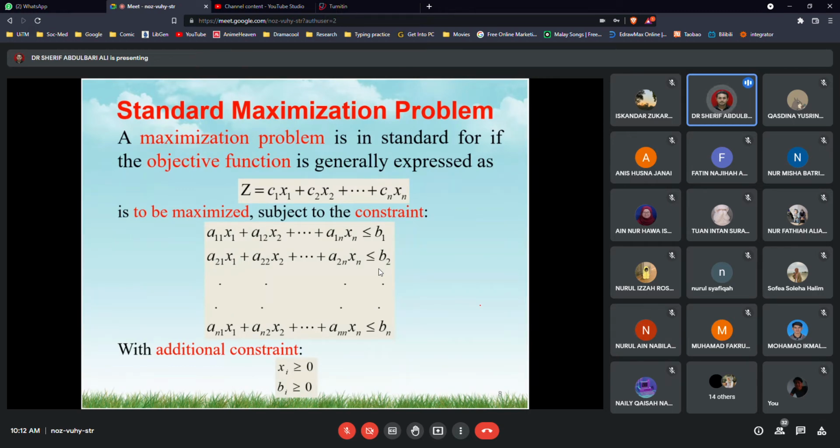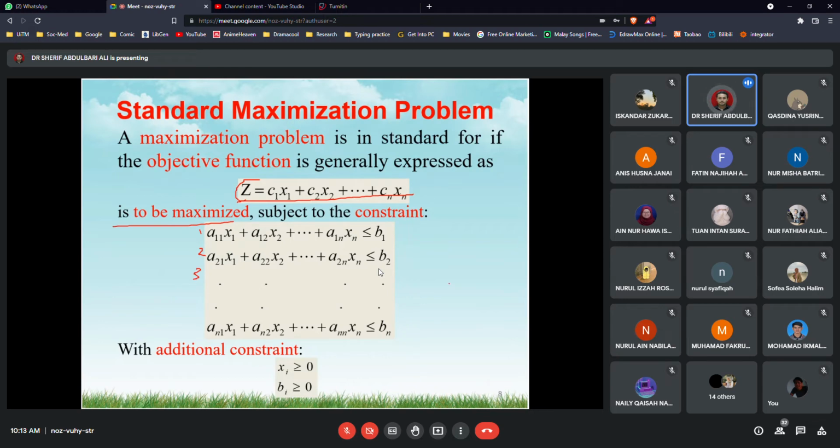The maximization problem is standard if the objective function is expressed in this form, and the objective function is to be maximized because we are talking about a maximization problem. And you are also going to have a set of constraints, like 1, 2, 3, or n number of constraints.